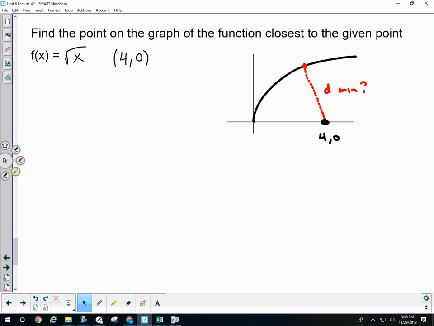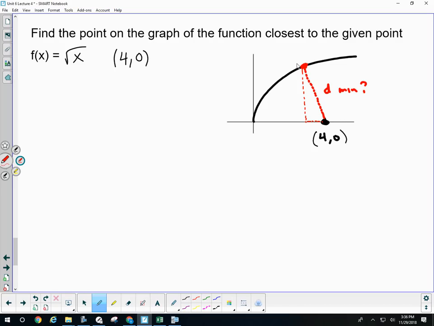Well, just like I had in the last situation, I need a formula for the distance between my point here at 4, 0 and a point on the graph of root x. We're going to have to do a hypotenuse thing. It's a great idea. So I got a right triangle, which we can kind of see right there.